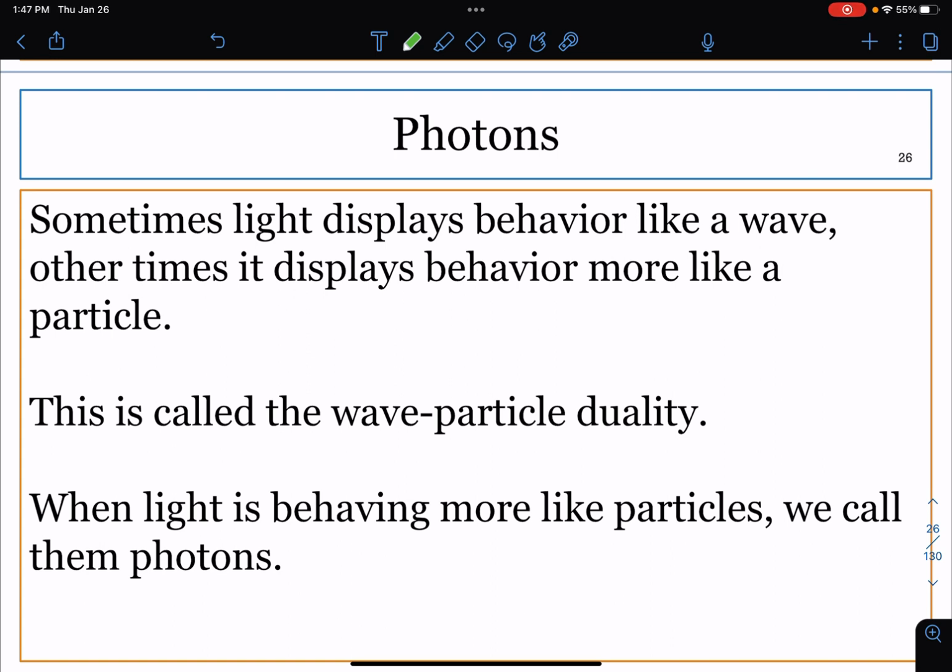Sometimes light displays behavior like a wave, and other times it displays behavior more like a particle. This is what scientists call wave-particle duality. When light is behaving more like a particle, we call them photons.